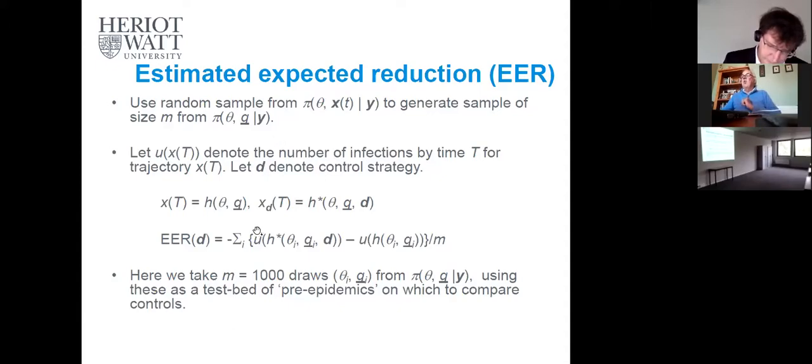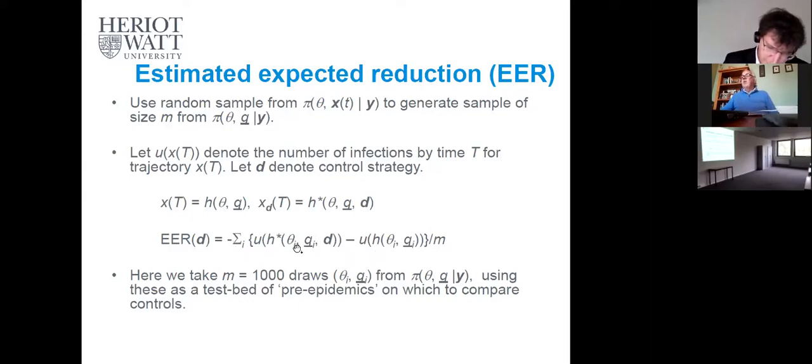And to do that, all we need to do is look at our average over our 1,000 pairs, Q and theta, of what that reduction is in the total number of infections by the assessment time, and that gives us an estimate of what the expected reduction would be for control D. So I should say here, this is the case where you have no control, and as I said in the earlier slide, you will always find that when you do have a control, it is going to be less. So this is bound to be a positive value here.